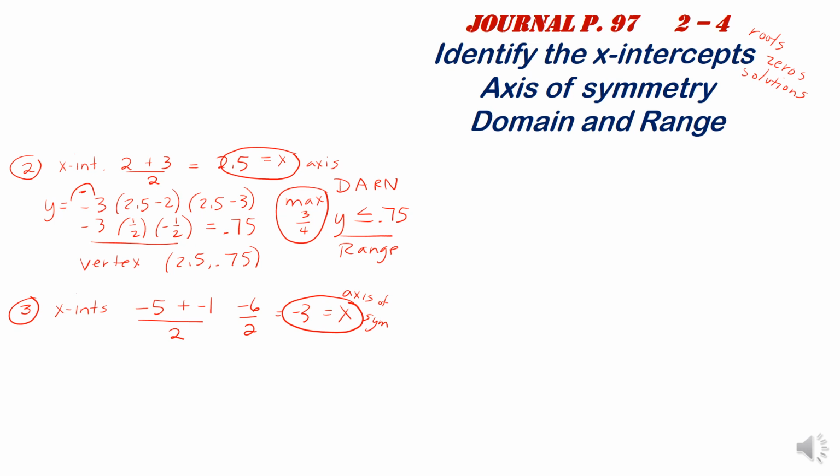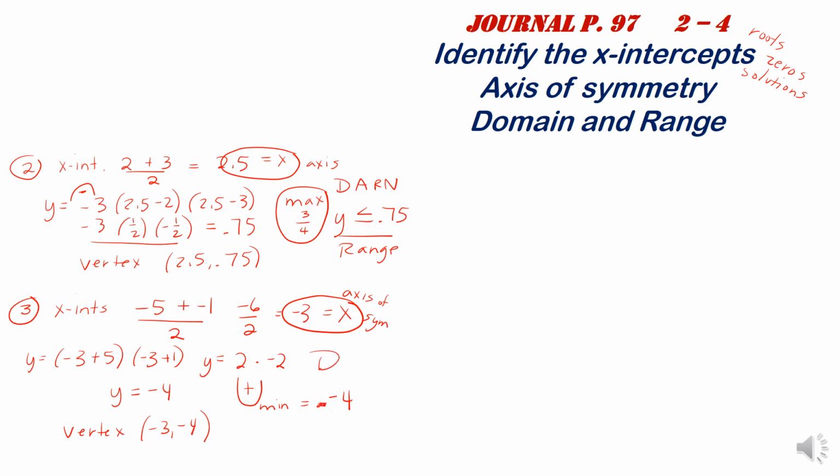And now we're going to plug that into our equation. -3 plus 5 and -3 plus 1. This is my y. So I get y equals 2 times -2. Okay, so y equals -4. So my vertex is -3, -4. Okay, and then since this is a happy face graph, I have a minimum, so my minimum equals -4.